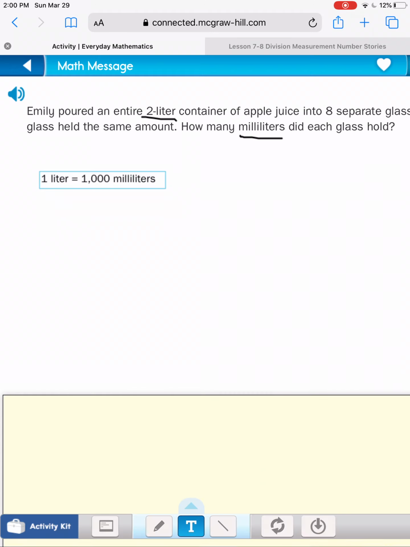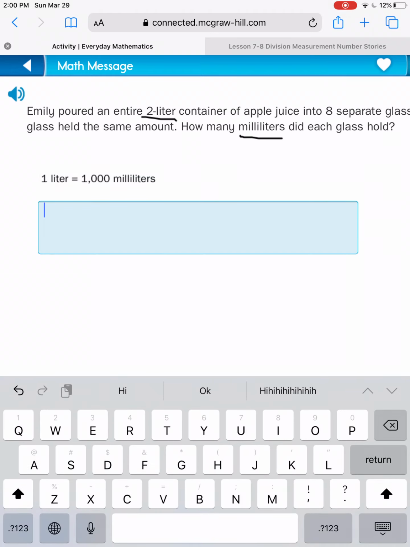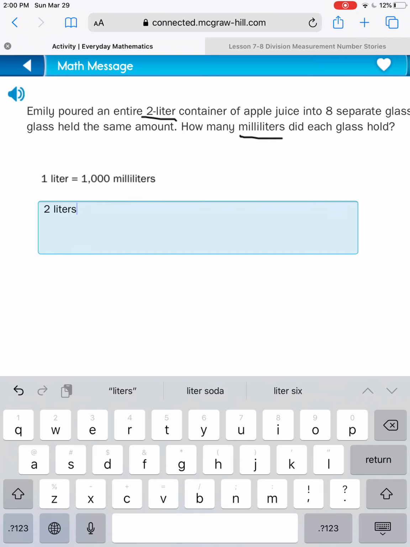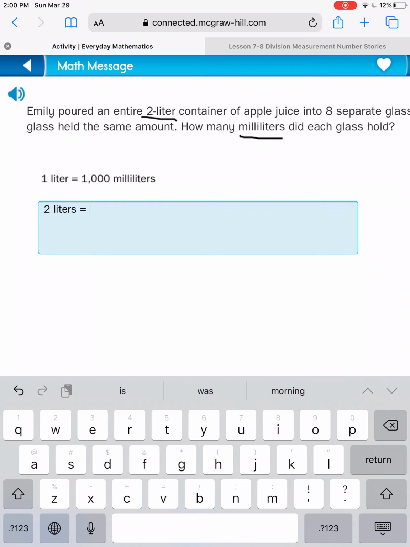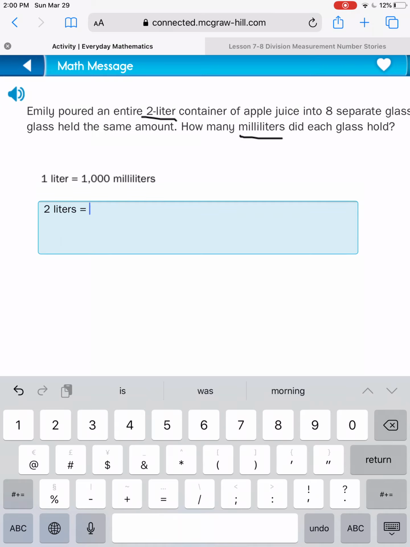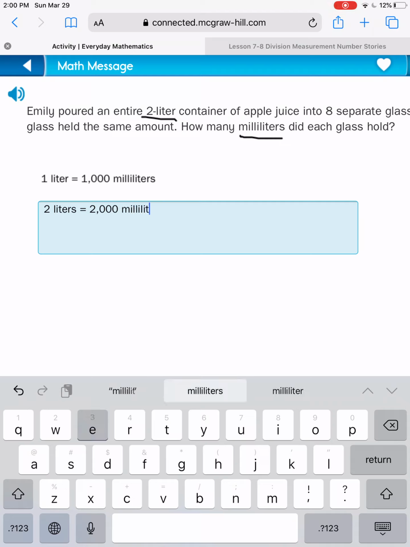So let's also keep in mind, boys and girls, that Emily doesn't have just 1 liter of apple juice. She has 2 liters of apple juice. So she has twice the amount that we have written as a conversion. So if 1 liter is 1,000 milliliters, then that means we need to double 1,000 or multiply by 2. So 2 liters is equal to 2,000 milliliters.